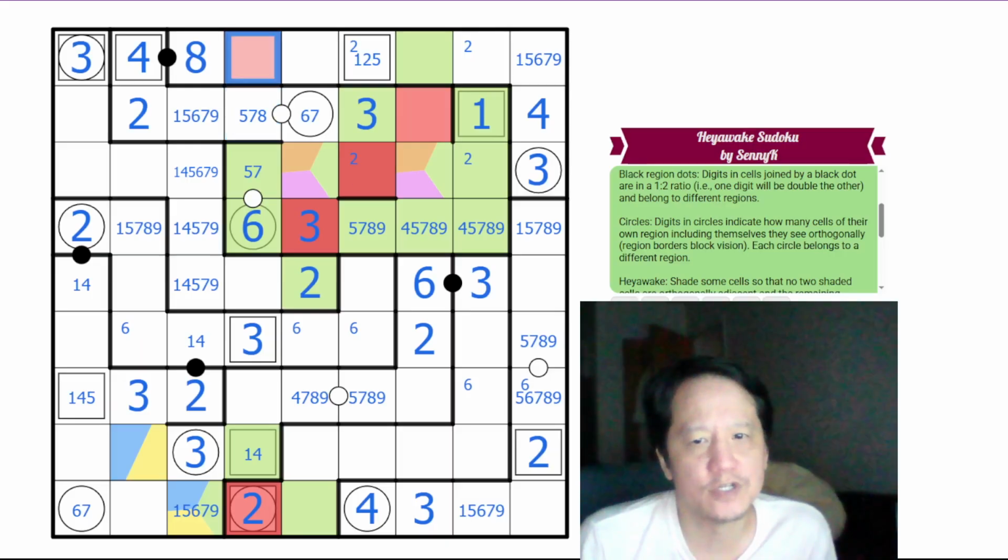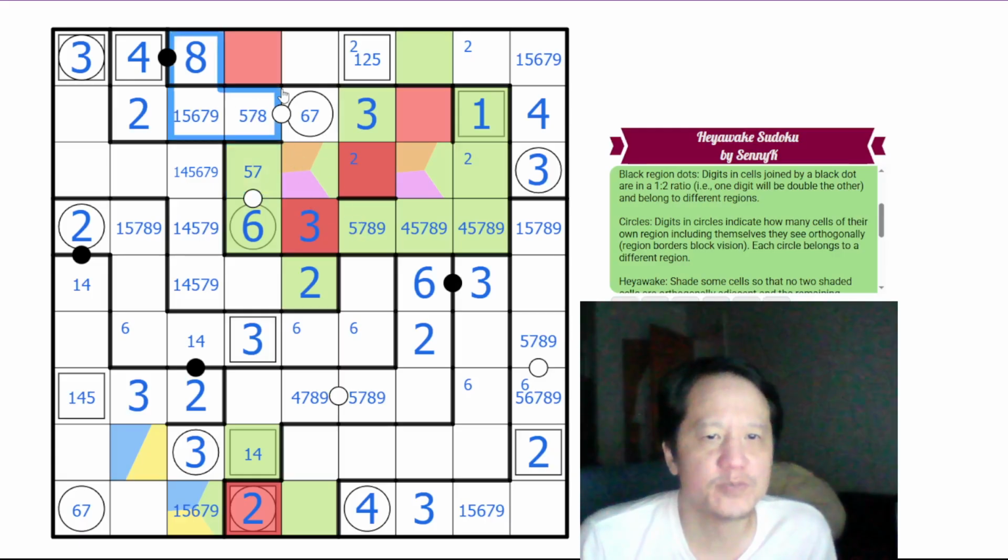What happens if this is shaded? So say we have this as shaded. Then these must all be unshaded. Hmm. Yeah, I'm not good with the Heyawake, so it's going to take me a while.